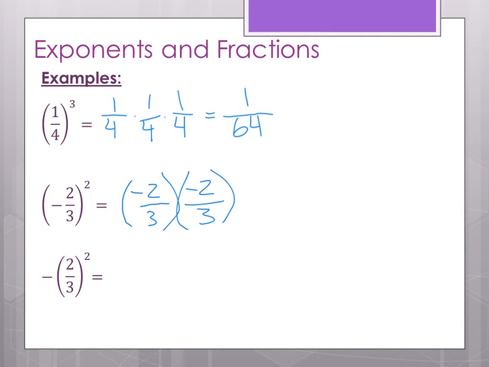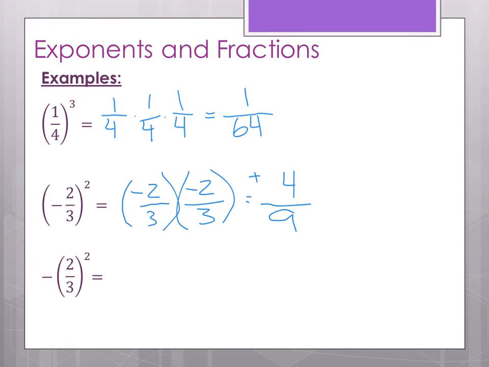So let's multiply across the top. A negative times a negative is going to be a positive, right? So my answer is going to be positive. 2 times 2 will be 4. And then 3 times 3 will be 9. So I get a positive 4/9 here.